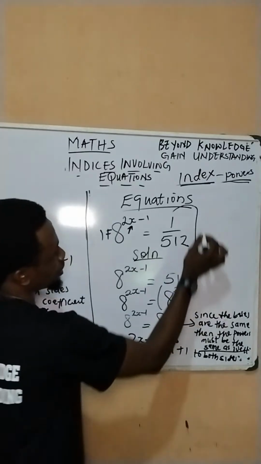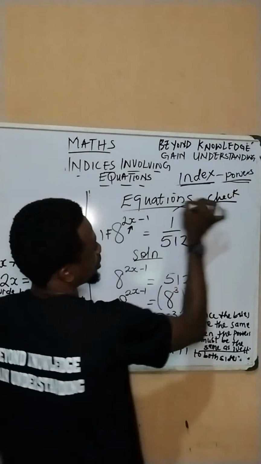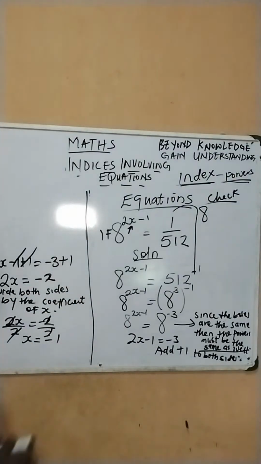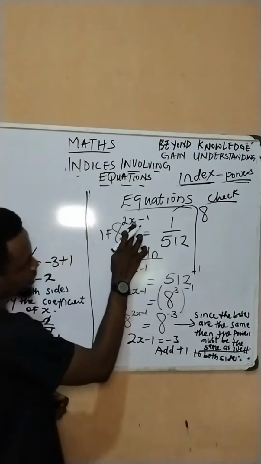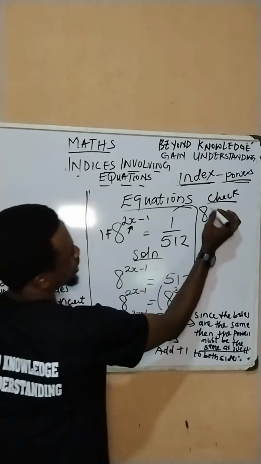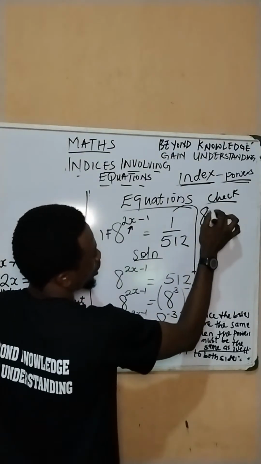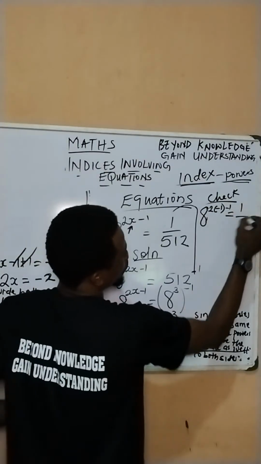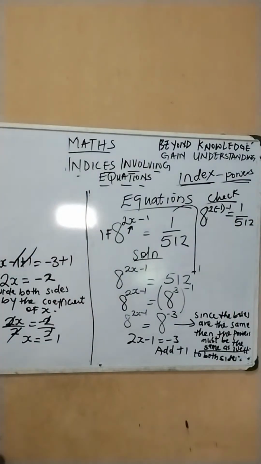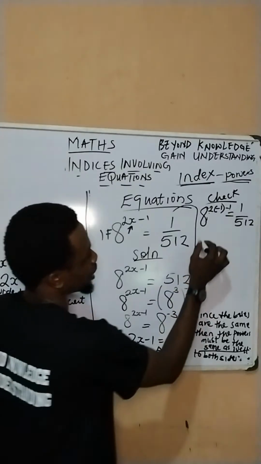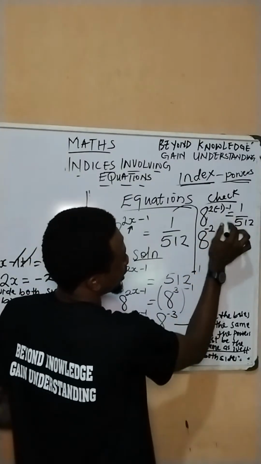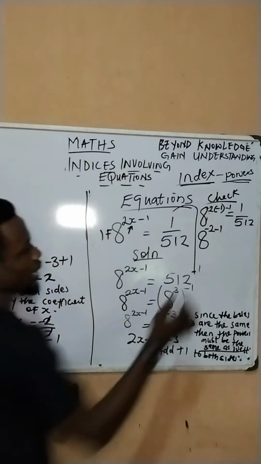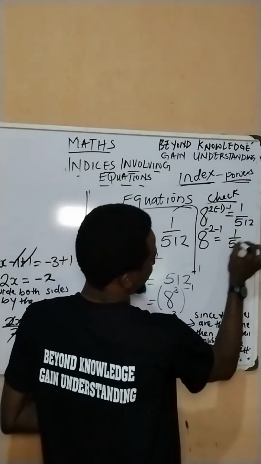So if I do that, this becomes 8. Let me call this check, because we're trying to check whether the value that we got satisfies the expression that we have here. If we substitute the value of our x, which we solved for to be negative 1, it becomes 8 to the power of 2 multiply negative 1 minus 1 equals 1 over 512. And if I go further to solve, this 2 is going to multiply the negative 1, and that's going to give us 8 to the power of negative 2, negative 1, equals 1 over 512.